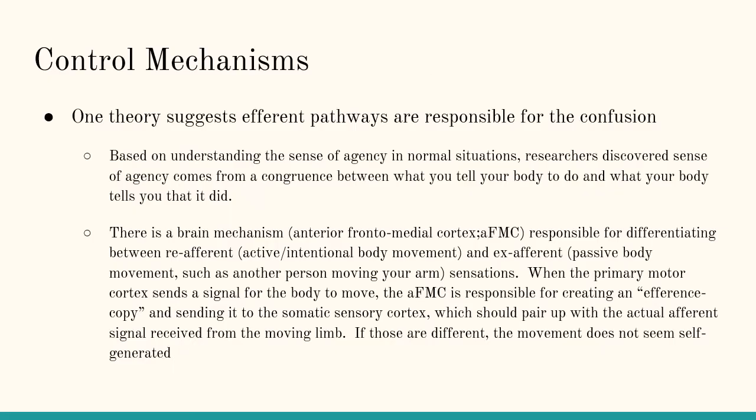So the first component that we're going to talk about refers to the incongruence of afferent signals received from the moving limbs and what the brain anticipates those afferent signals would be. So essentially, the anterior frontomedial cortex copies the signal being sent to the limb and sends it to the somatosensory cortex. When the somatosensory cortex receives afferent signals from the limb, it attempts to pair that signal with the efferent copy produced by the AFMC. When there's an incongruence, the brain recognizes the movement, but it doesn't interpret it as self-generated.